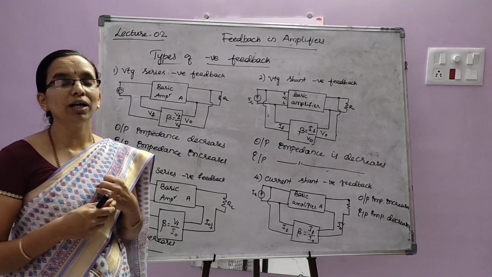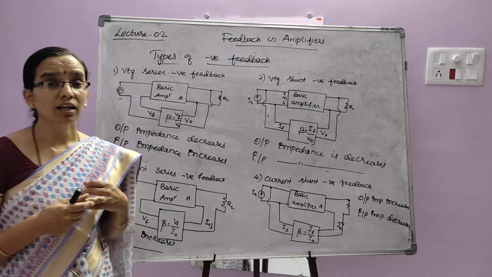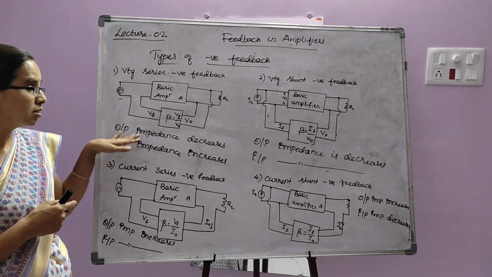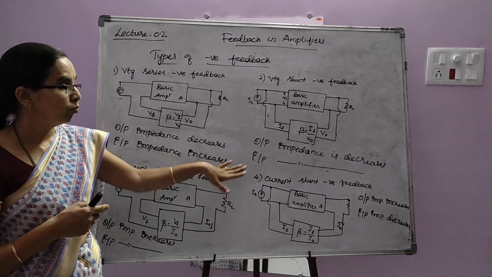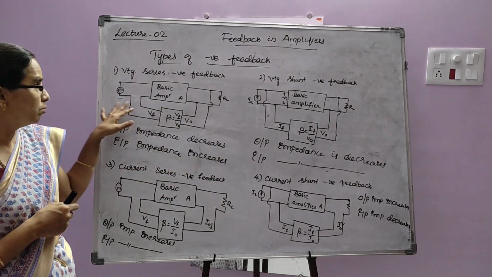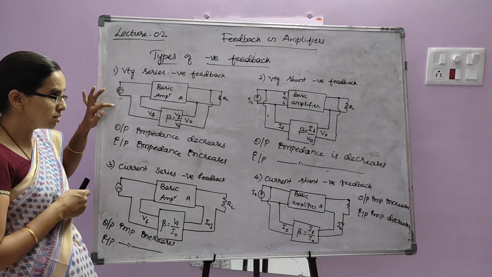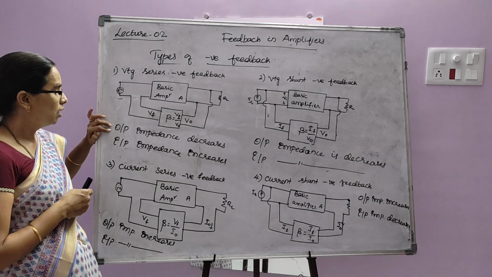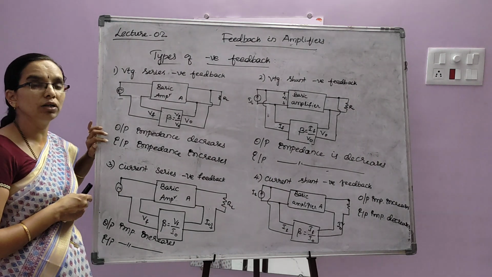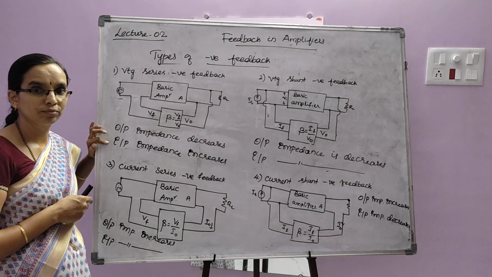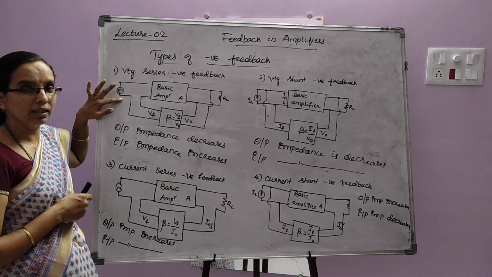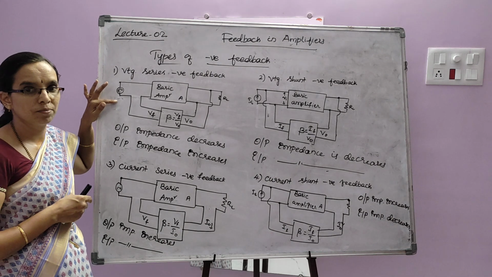What about input and output impedances? These input and output impedances can be modified by using different types of connections. Usually we prefer voltage series negative feedback because most amplifiers prefer output impedance to be low and input impedance to be high. So this is the most used feedback connection in amplifiers.